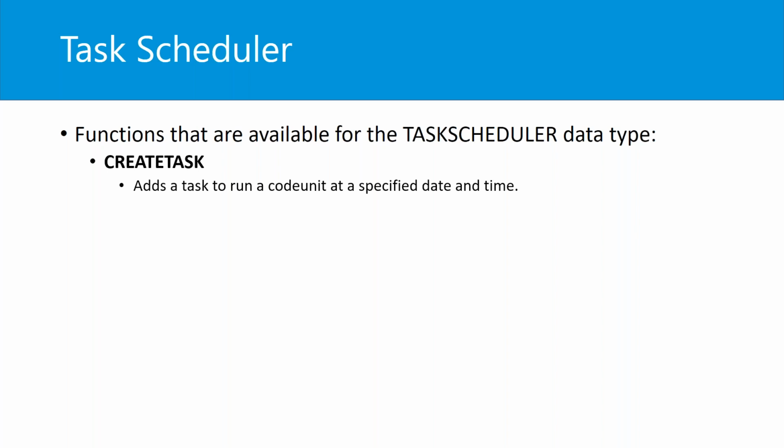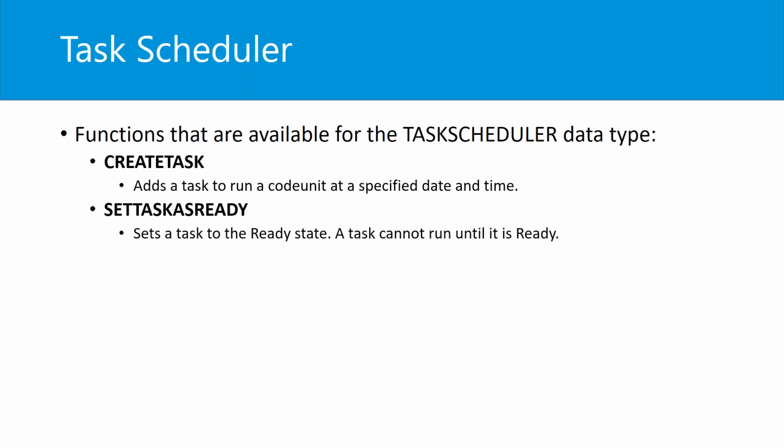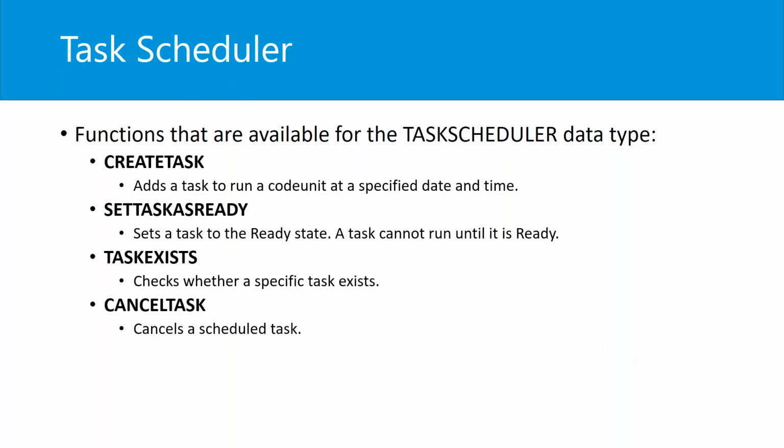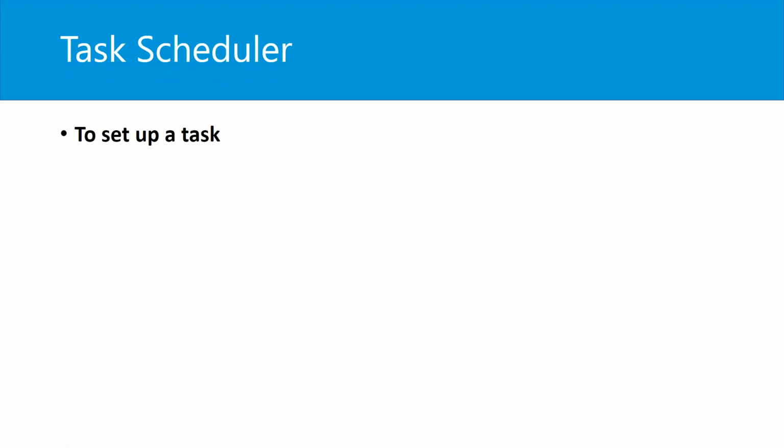There is a create task to add a new task. A set task as ready, so you can determine the ready state of a task. A task cannot run until it is ready, so it should be ready before you run it, not after. Task exists to check whether a specific task exists, yes or no. Cancel task, to cancel a task, of course.